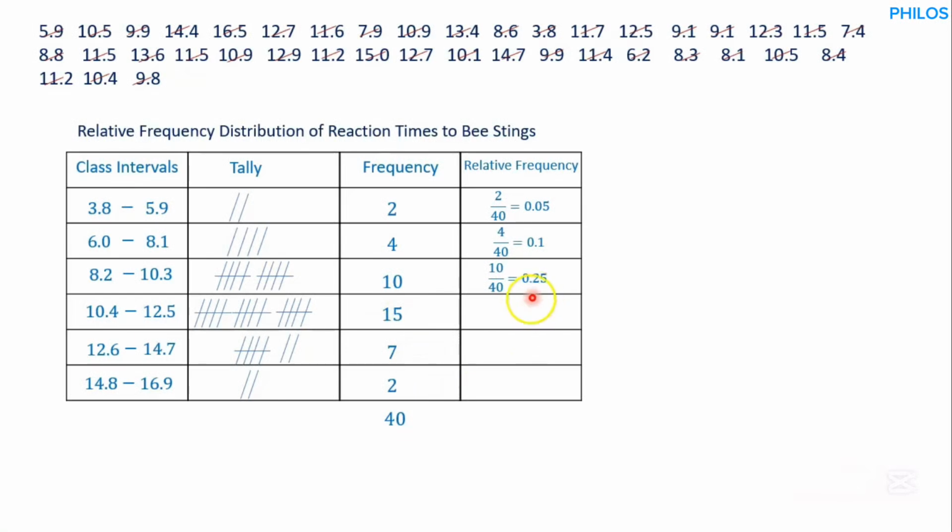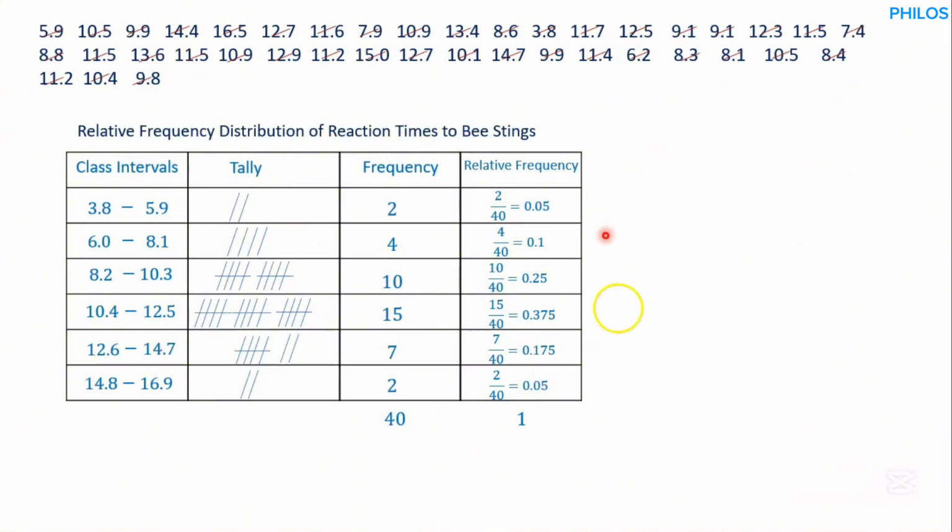Then 15 divided by 40 will give us 0.375. Then 7 divided by 40 will give us 0.175. Then 2 divided by 40 will give us 0.05. So when you add all together, you must get 1, provided your approximations are correct. Okay, please, the approximation I taught you for the class width, don't use it in this case. This time around, you have to follow the original rule of approximation. The approximation I taught you under class width, take it that it applies to only that situation.